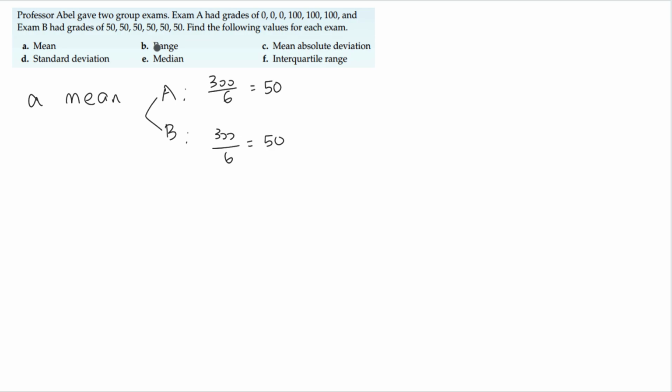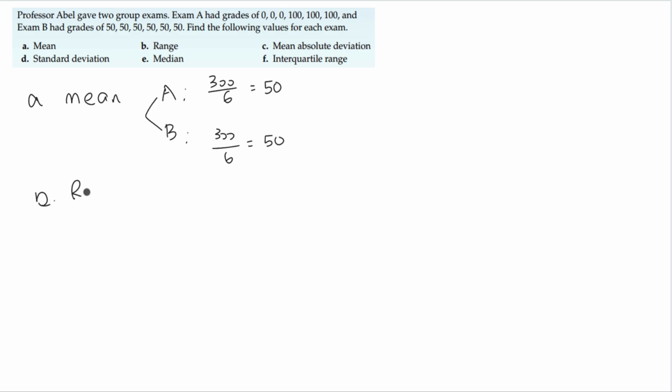So even if the central tendency is very similar, we know that the variance should be different, because for exam A, between 0 and 100, the gap is very big, but between 50, 50, 50, they're all same. So there's not real variance there, right? That's why we are doing this activity here. So let's take a look at part B.